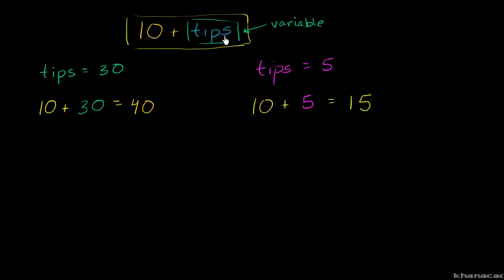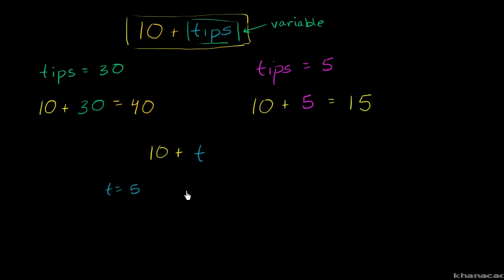Now, you won't see whole words typically used in algebra as variables. We get lazy, and so instead we tend to use just easier to write symbols. And so in this context, instead of writing tips, maybe we could have just written 10 plus t, where t represents the tips that we get in an hour. And so then we would say, okay, what happens when t is equal to 30? Well, then this evaluates to 10 plus 30, which would be 40. What would happen if t is equal to 5? Well, then this would evaluate to 10 plus 5, which is equal to 15.